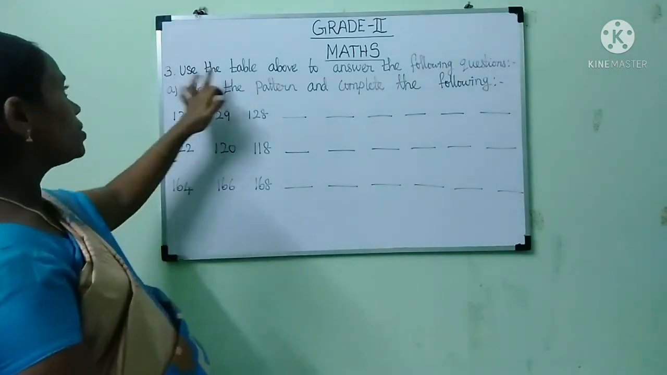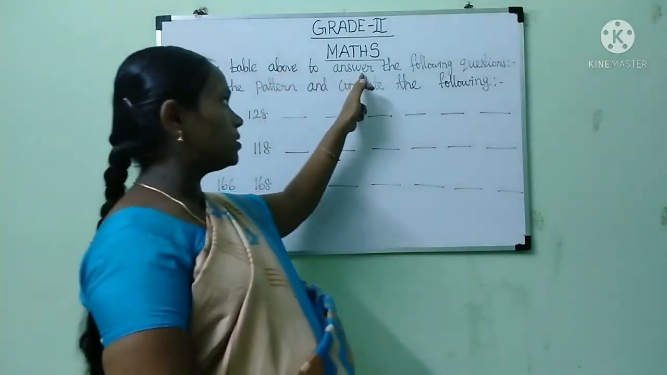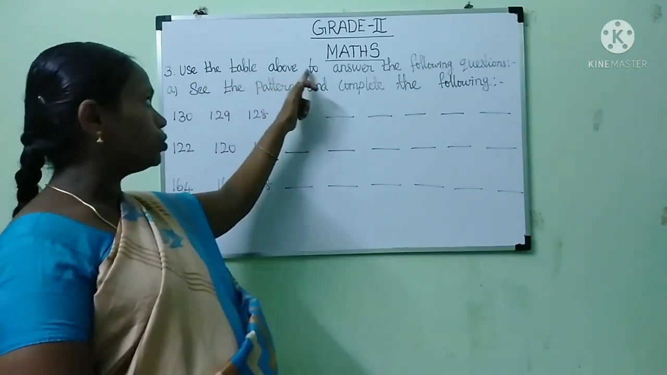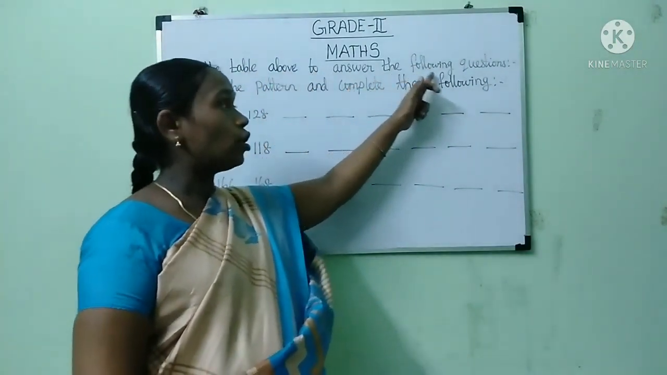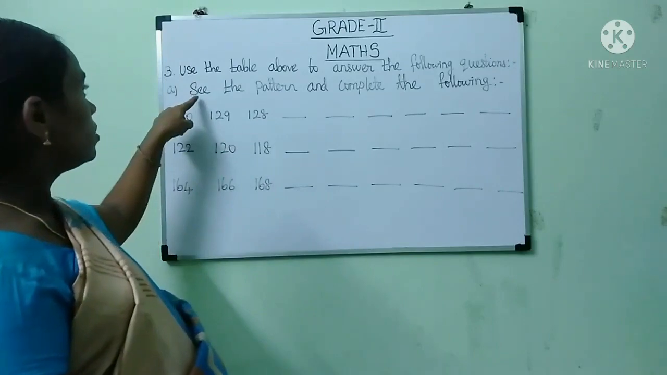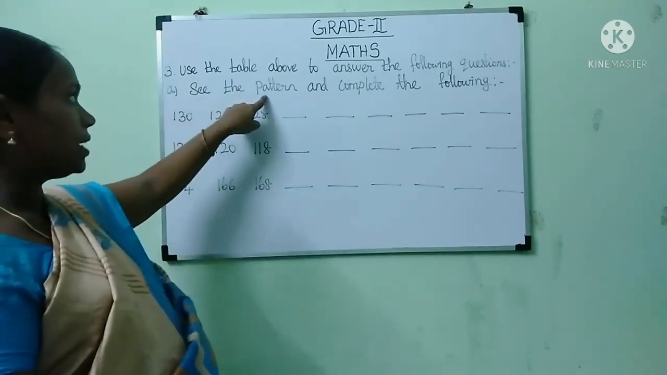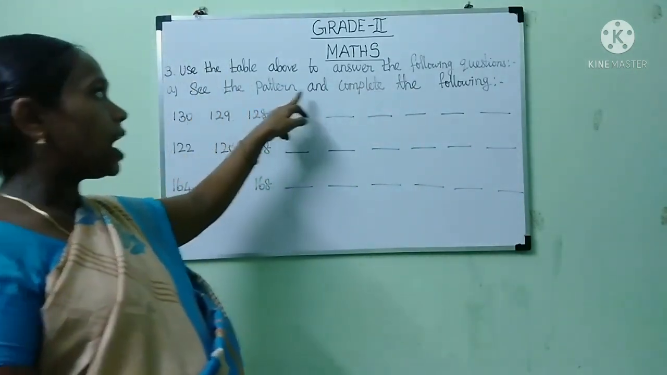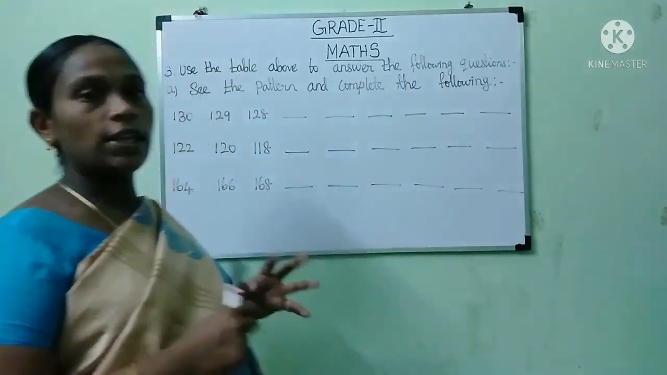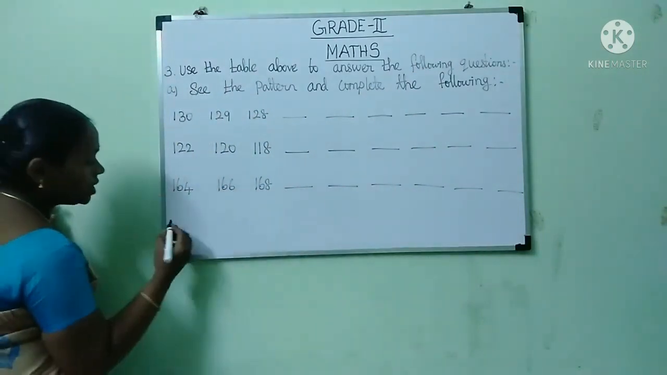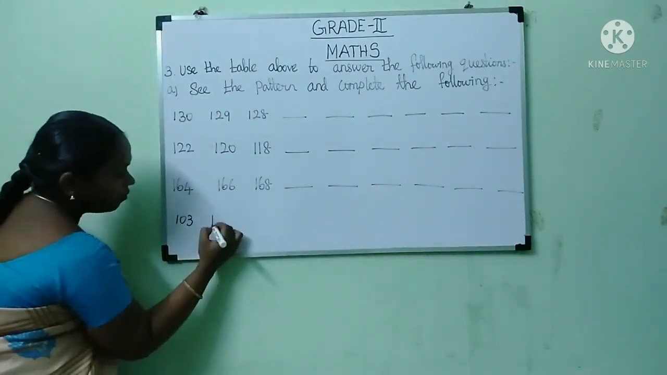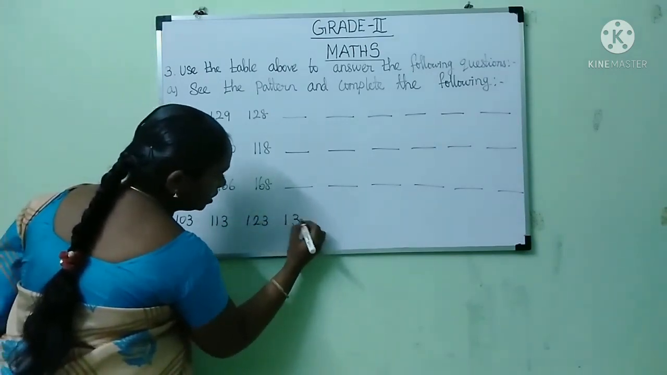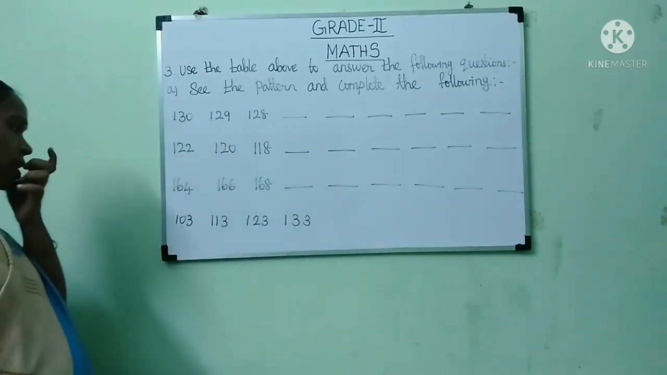See, third one: use the table above to answer the following questions. Here, the first one: see the pattern and complete the following. For example, the first sum: 103, 113, next 123, 133. What is this counting?